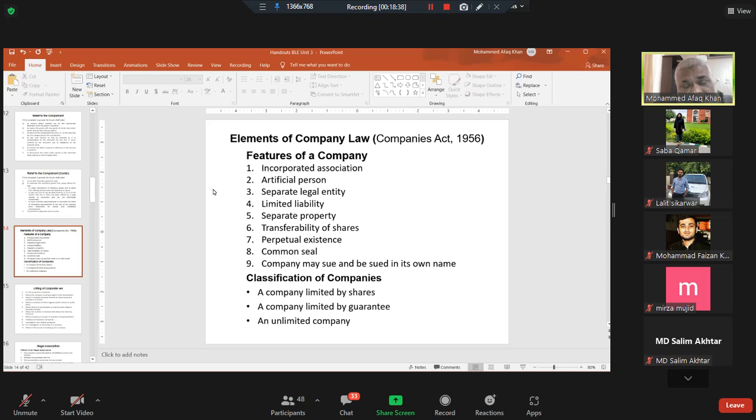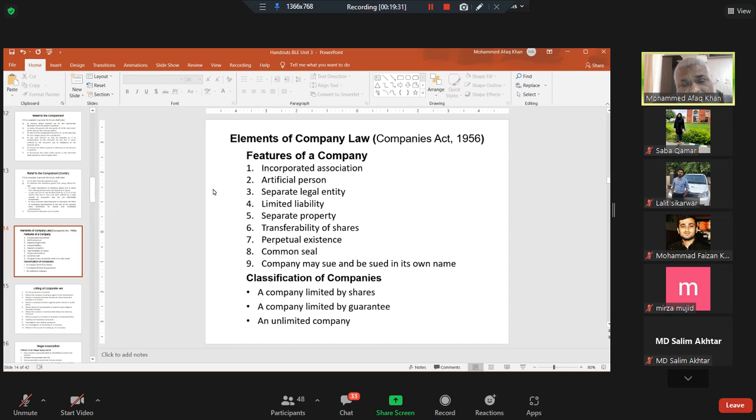Transferability of shares. Shares are transferable. That means a particular member who contributes to the common stock of the company can sell off his shares in the company to some other person, and that person can become the new member or the new shareholder of the company. Particularly in the public company, shares are freely transferable. But in a private company, there's a restriction on the transfer of shares by the members. But on the death of a member, the shares would be transferred in the name of the legal heir of that investor or member.